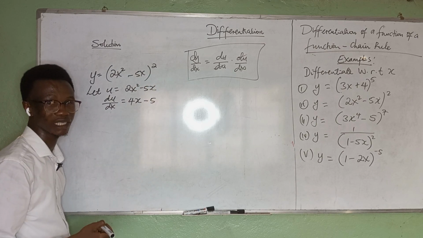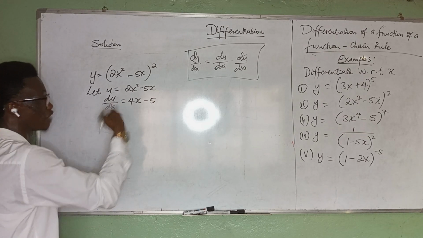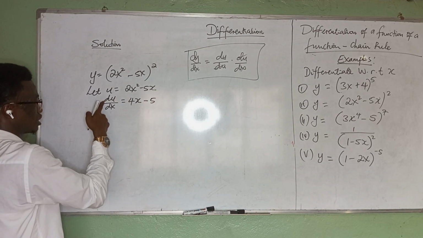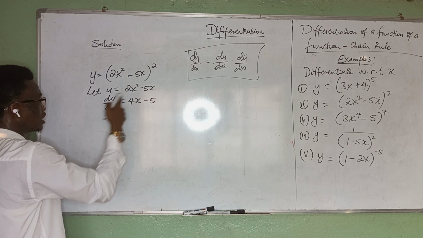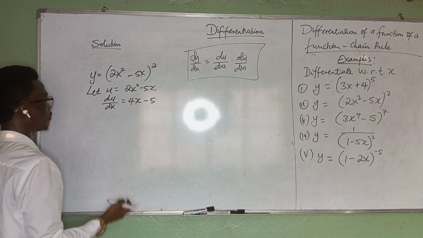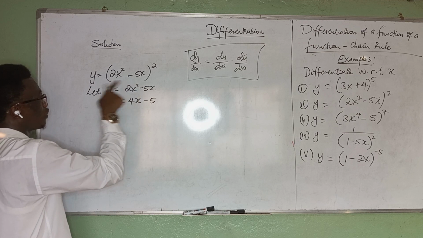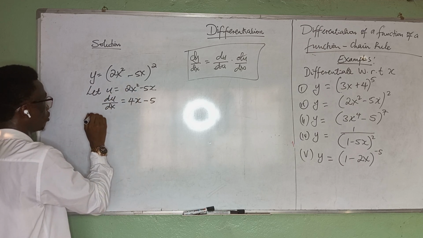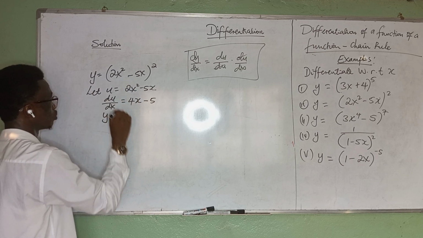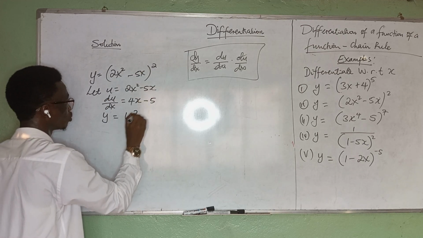Any number raised to the power 0 is 1. So 5 times 1 is 5. So this is it. Differentiating this one, you have 4x minus 5. Now remember, this was y equals the whole of this, but we've let this one be u. So now we have y equals u raised to the power 2.